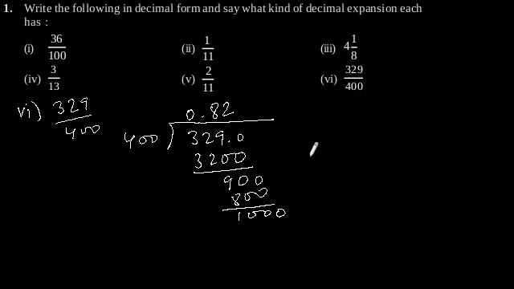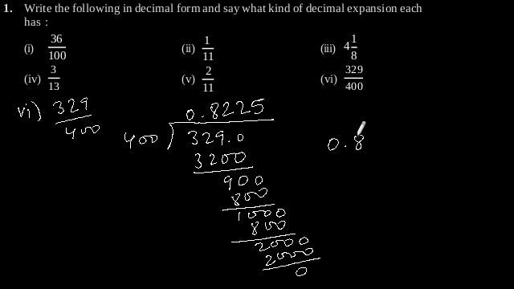We'll put 0. 400 into 2, 800, which gives remainder 200. We'll put 0 here again. 400 into 5 is 2000, which gives remainder 0. So the decimal expansion of 329 by 400 is 0.8225, and since the decimal expansion terminates, this is a terminating decimal expansion.